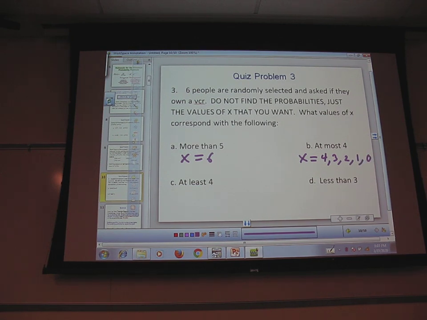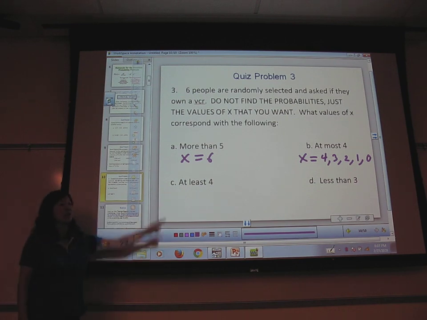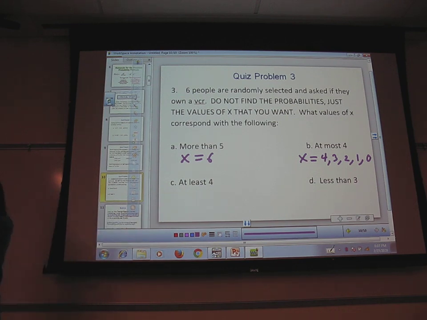You guys listen up. You can always have 0 successes. Don't forget that. If I pick 6 students, is there a possibility that none of them will own a VCR? Yes, you can always have 0. In this binomial thing, 0 is always a possibility. You can't forget it. All right, so you guys do at least 4 and less than 3. Take a minute with your neighbors and find those 2.